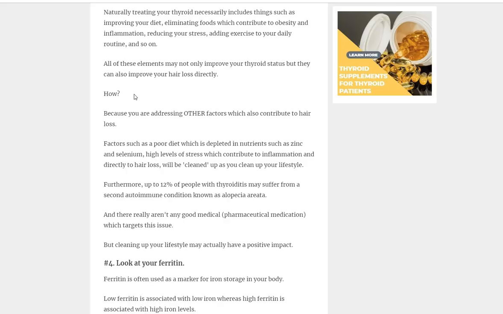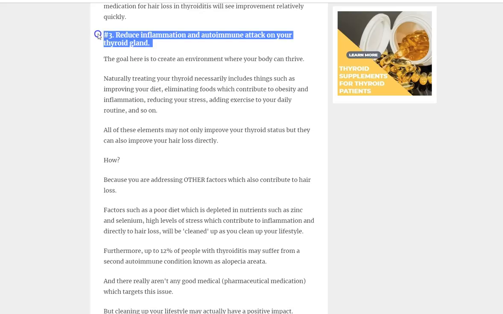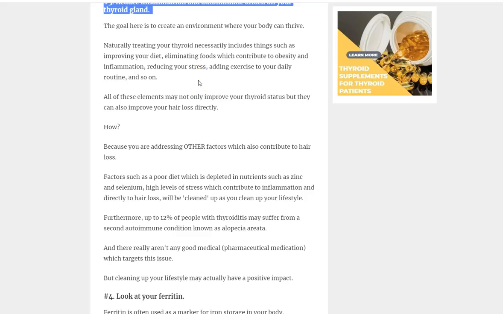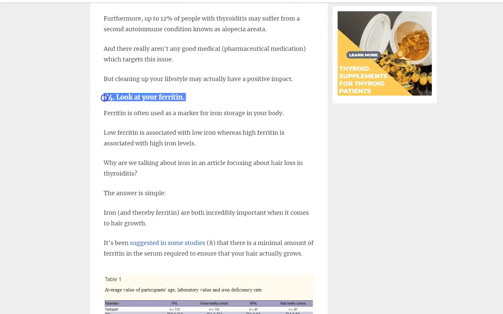So there's many, many reasons, independent of their positive or potentially positive effects on your thyroid, that you would want to do these sort of lifestyle interventions. Then number 4, look at your ferritin. So ferritin is a blood test. It's really easy to get. You can just ask your doctor for it.